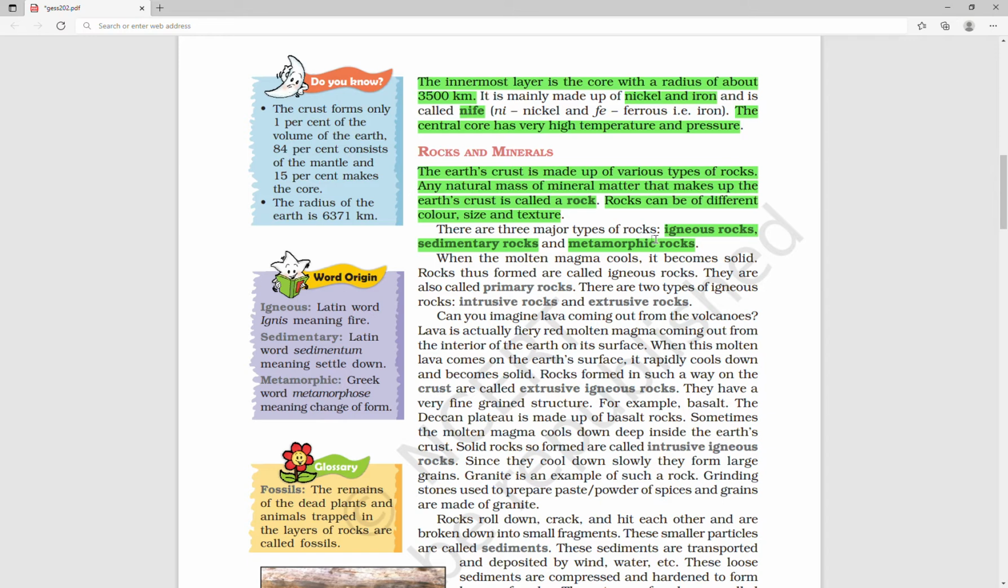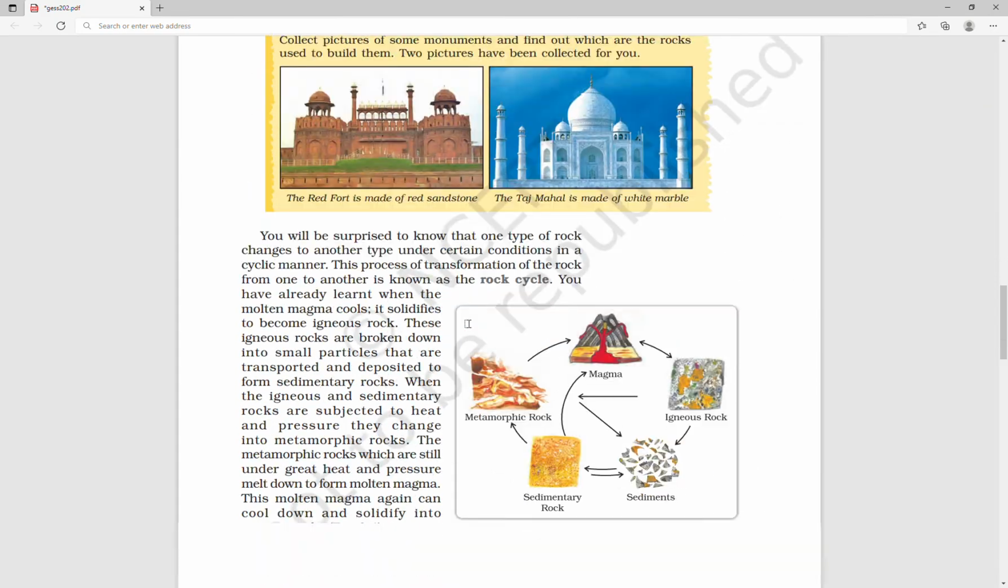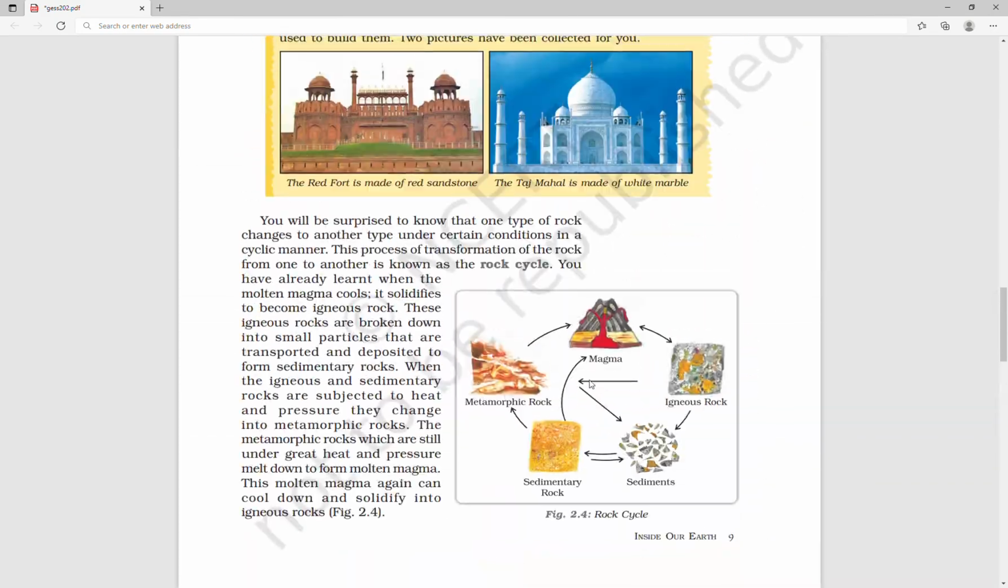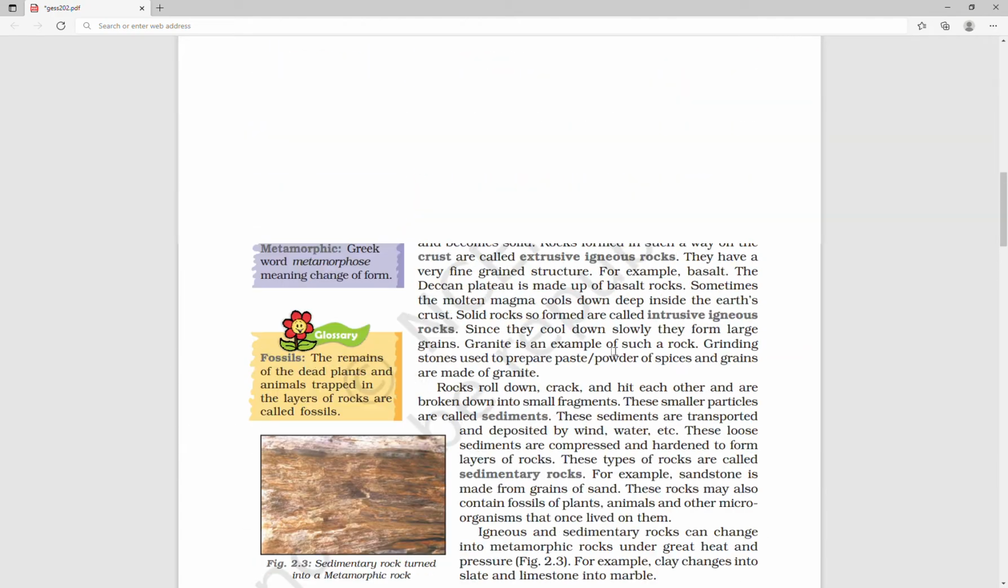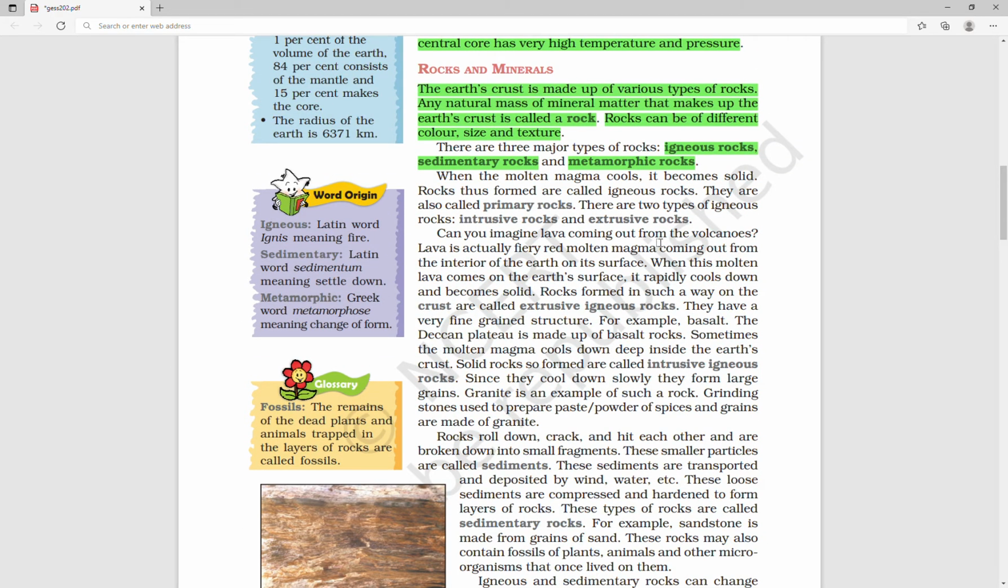When the molten magma cools down, it becomes solid. Rocks thus formed are called igneous rocks. Look, molten magma means volcano. Let's check here. Yeah, like this. This is actually a volcanic eruption, but the magma is here. When it cools down, it becomes a solid. Like that, the rocks will be formed. They are called igneous rocks.